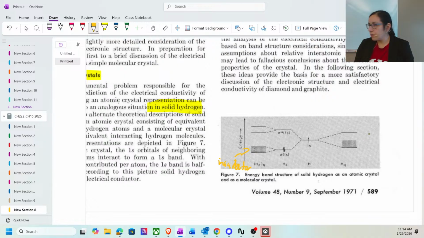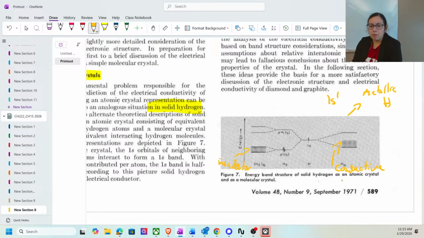But what about hydrogen as a metallic structure? This shows us the fundamental difference between a molecular crystal and a metallic one. So this is metallic hydrogen, if we were to treat it as such. That's what's shown here: 1s1 for hydrogen. Now we have our 1s, so bonding, anti-bonding. If we were to treat hydrogen as metallic, this would actually be conductive.